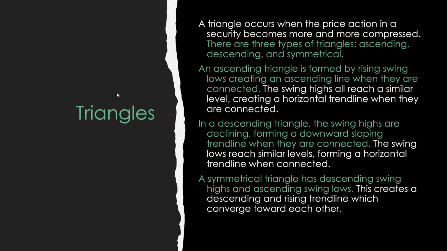Let's talk about triangles. This occurs when the price action in a security becomes more compressed. There are 3 types of triangles. We have an ascending, which is formed by rising swing lows creating an ascending line when they are connected. We have a descending triangle. If you're going to write this down, write down ascending, descending, and symmetrical triangles. A descending is when the swing highs are declining, forming a downward sloping trend line when they are connected. And a symmetrical triangle has descending swing highs and ascending swing lows. This will create a symmetrical.